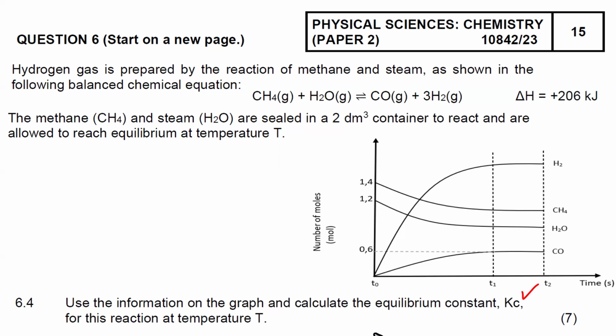We need to first draw a table. And to draw the table, we need to use the RICE technique. The RICE technique says you must first look at the reaction. The reaction means you have CH4, H2O, carbon monoxide, and hydrogen.